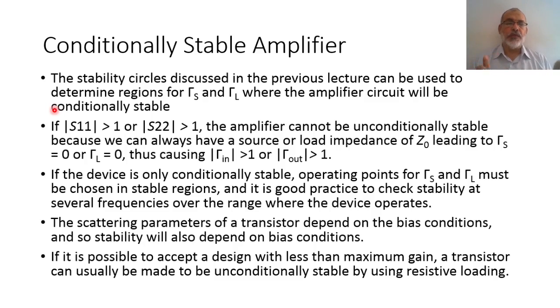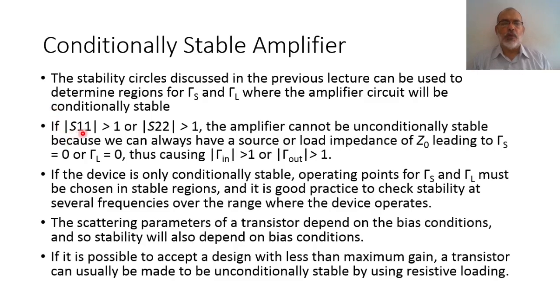Generally speaking, if the magnitude of S11 or S22 is greater than unity, then the amplifier is conditionally stable. It cannot be unconditionally stable. It cannot be stable at any source and any load. So we have a specific source and specific load which make the transistor stable in this case.